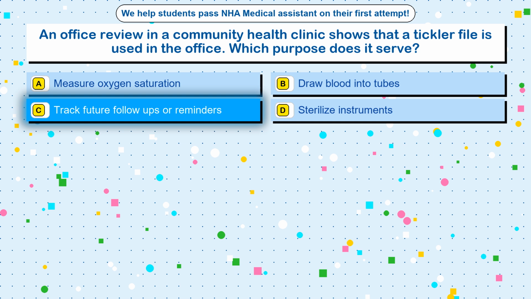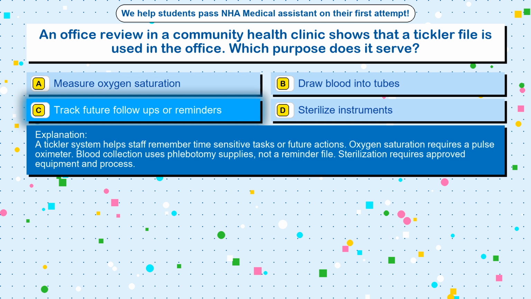Track future follow-ups or reminders. A tickler system helps staff remember time-sensitive tasks or future actions. Oxygen saturation requires a pulse oximeter. Blood collection uses phlebotomy supplies, not a reminder file. Sterilization requires approved equipment and process.